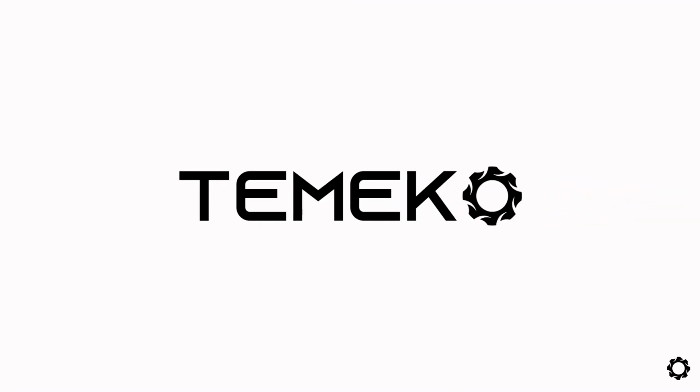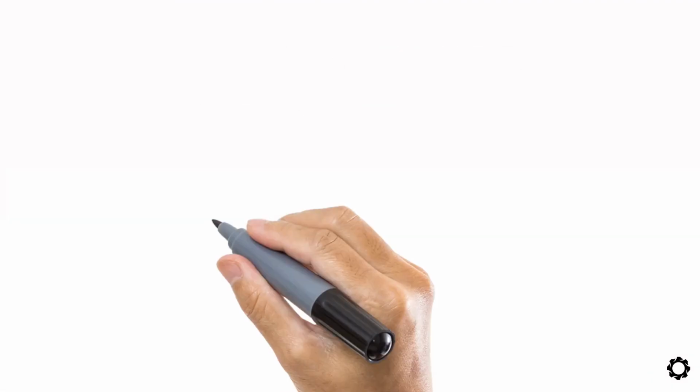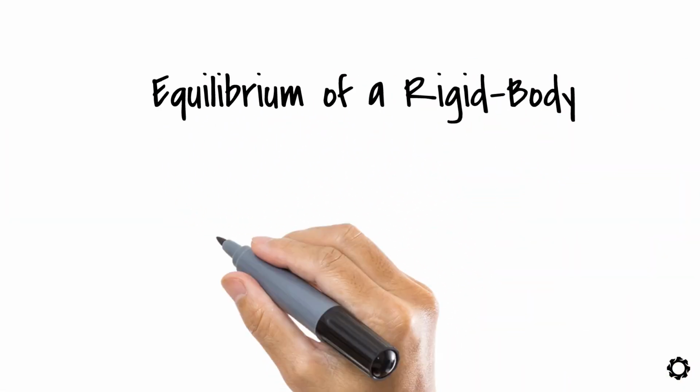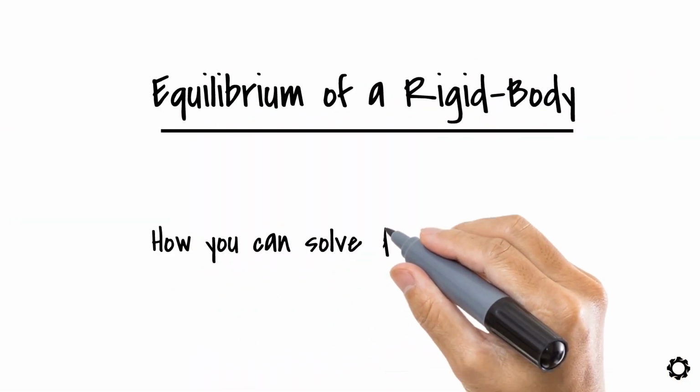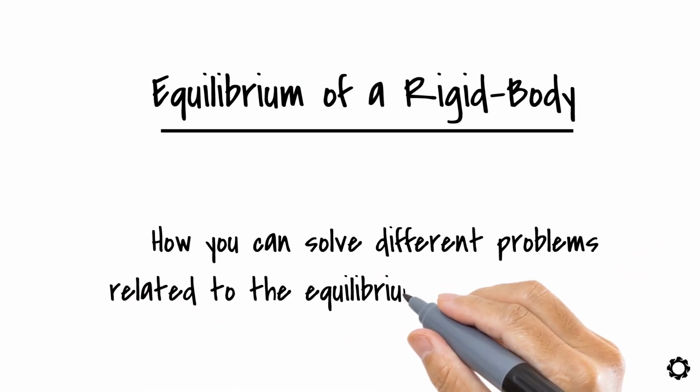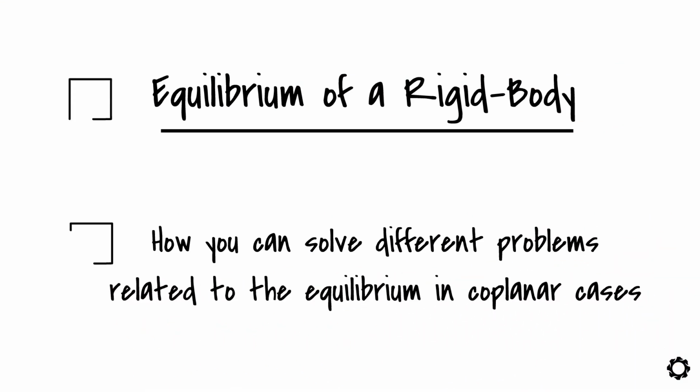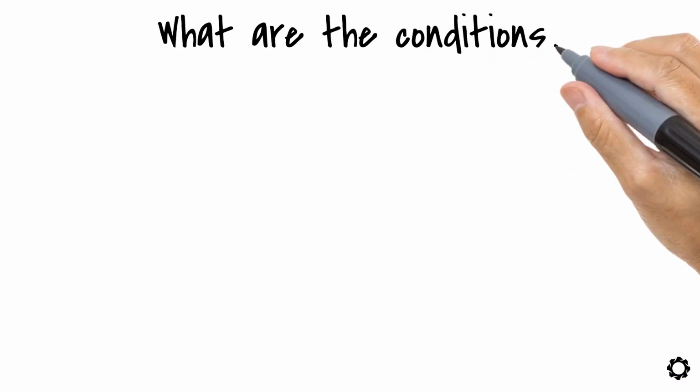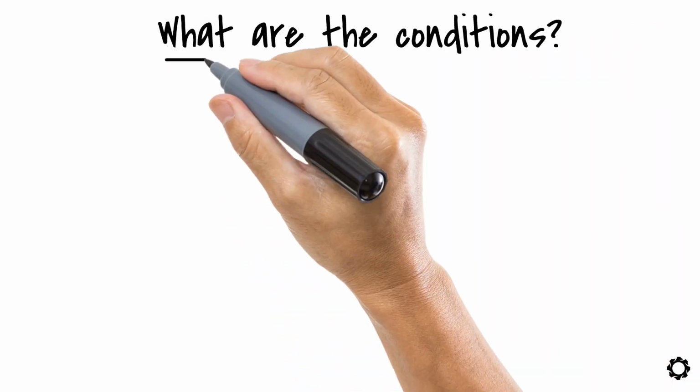In this video, we will discuss the conditions that need to be met for the equilibrium of a rigid body, and how you can solve different problems related to the equilibrium in coplanar cases. Let's get started. So what are the conditions in which equilibrium of a rigid body can be attained?